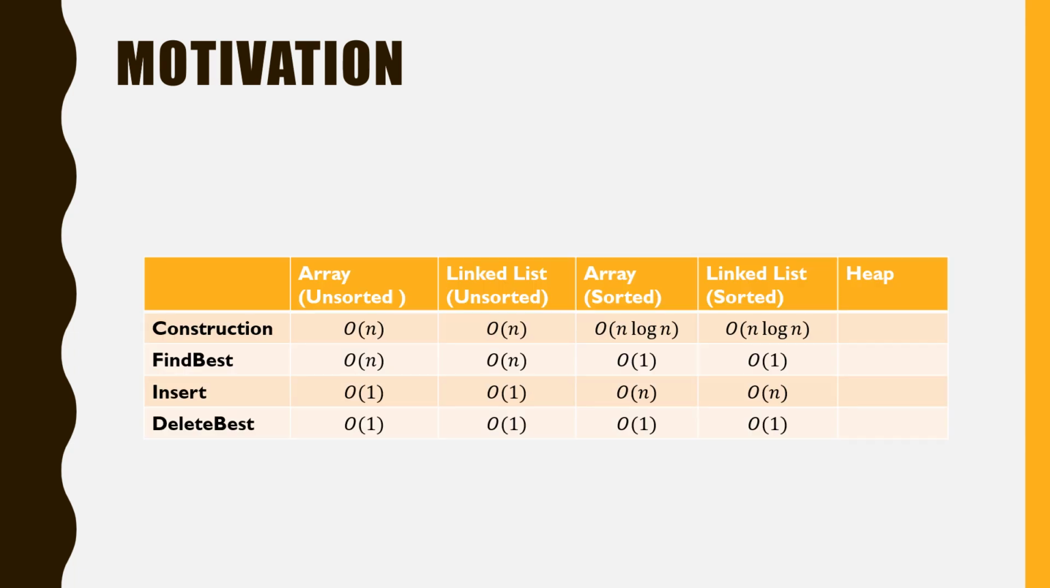Overall, the time complexities of the operations implemented using a sorted linked list are identical to those achieved with a sorted array. The construction operation requires O(n log n) time, the insert operation requires O(n) time, and both the find best and delete best operations can be performed in O(1) time.